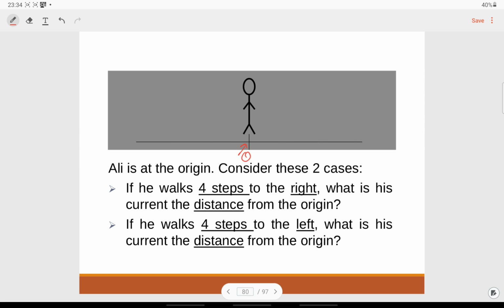If Ali walks 4 steps to the right, okay, moves to the right 4 steps, what is his current distance from the origin? The second case, if he walks 4 steps to the left, to the other side, what is his current distance from the origin? Okay, what is the answer for these questions?